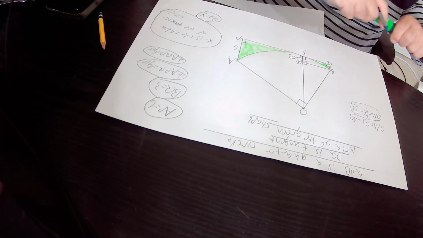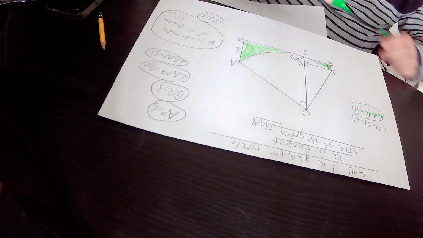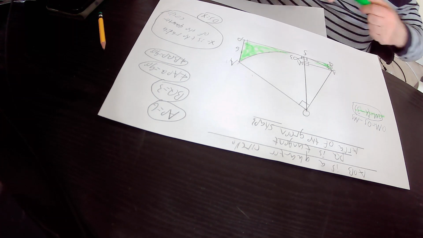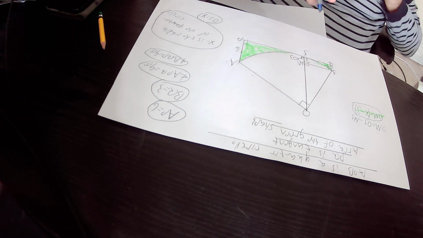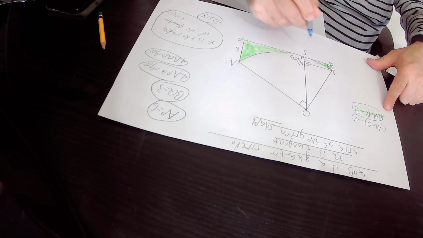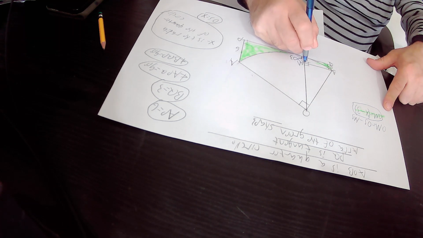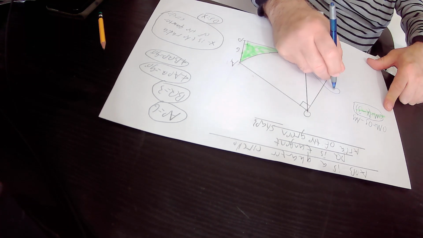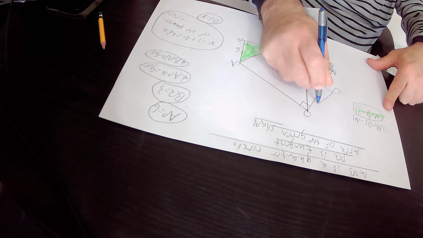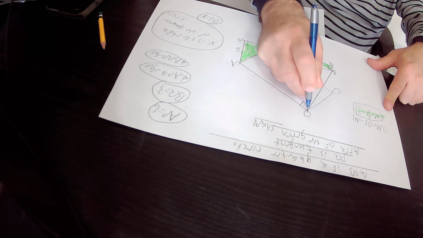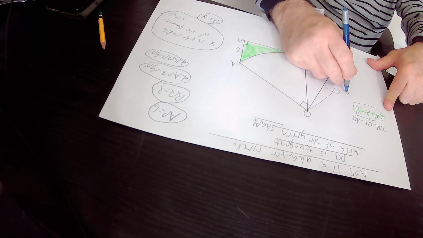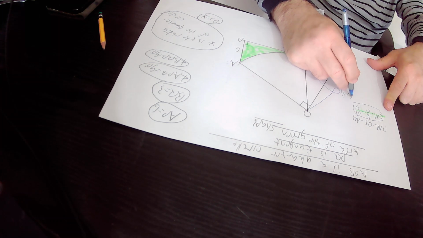This is line segment OM. This is equal to x minus 3 units in its length. So I write it down. Line segment OM is equal to x minus 3 units in its length.